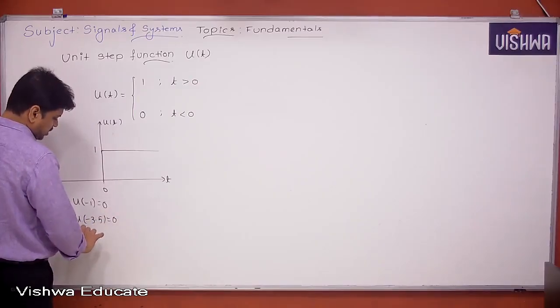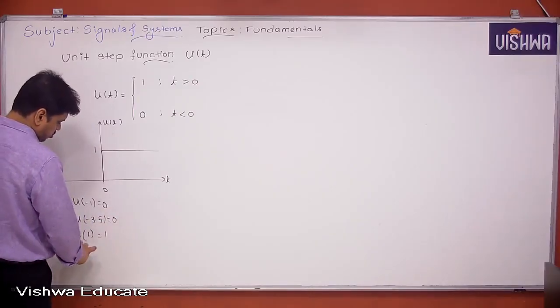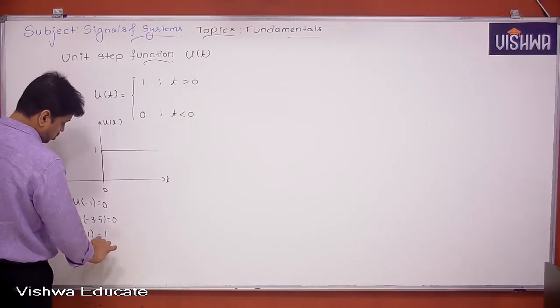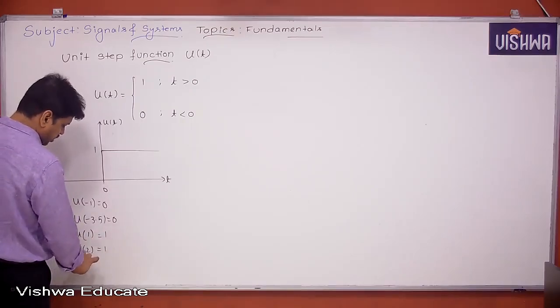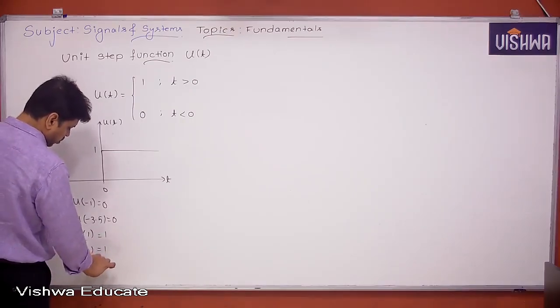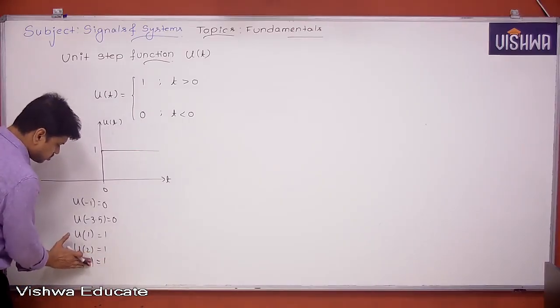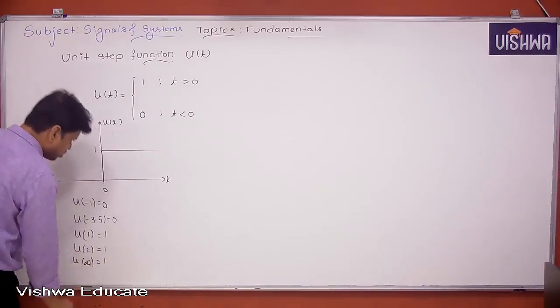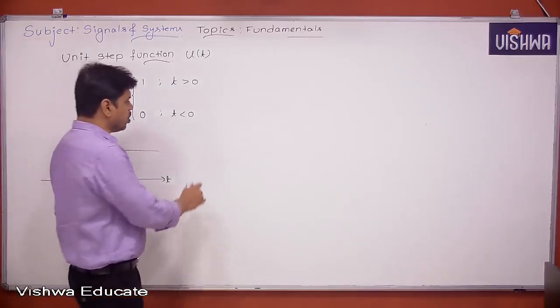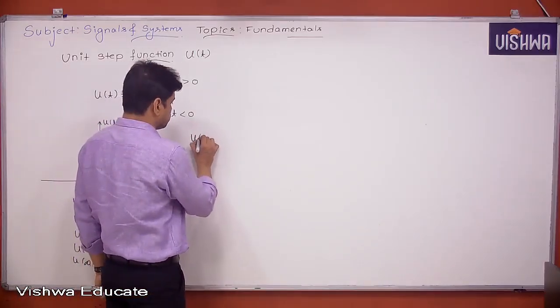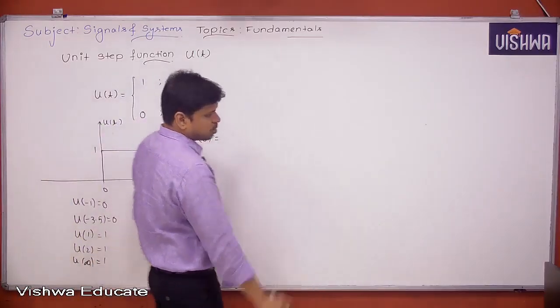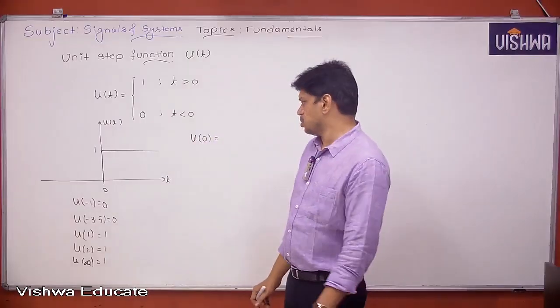U of 1 is 1. U of 2 is 1. U of 2.5 is 1. U of infinity is also 1. But what if I ask u of 0?